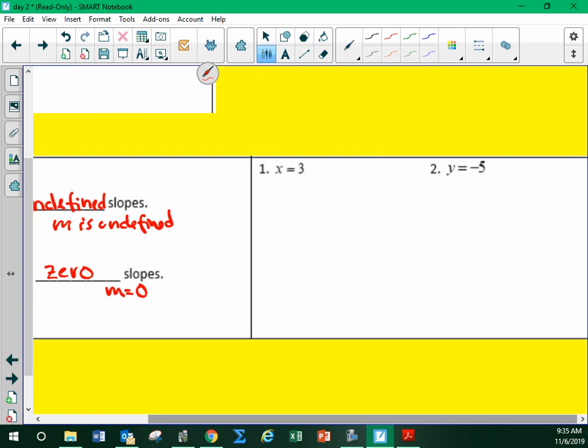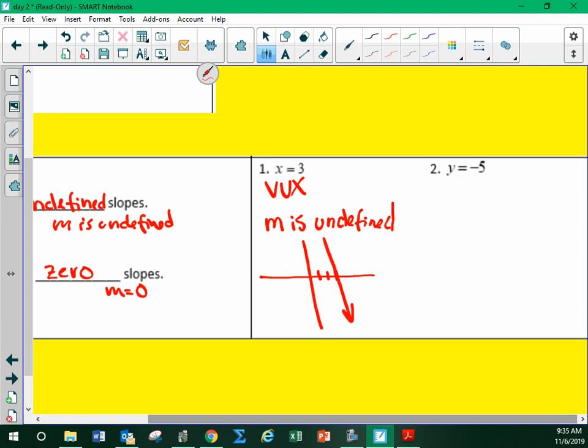Alright, so number 1, x equals 3. Is this horizontal or vertical? Vertical. Good. VUDU. It's a vertical line, so my slope is undefined. That's when it goes up, right? Yes. So let's take a look at this graph. If I were to do my graph here, x equals 3, 1, 2, 3. Here's my graph. Here's my vertical line.